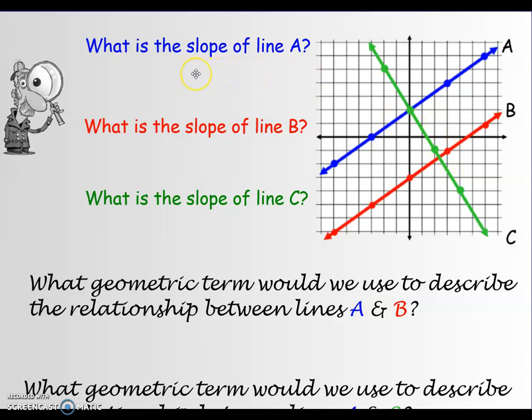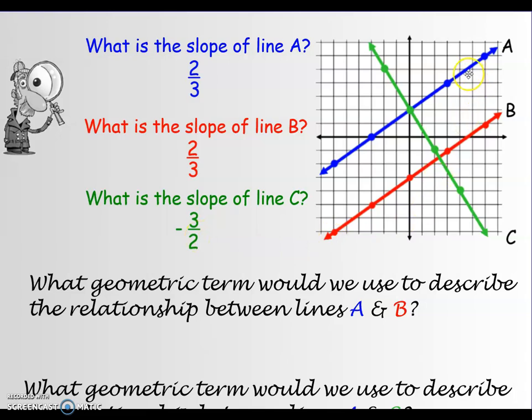Welcome back. Hopefully you counted the slope of line A to be 2/3, up 2 to the right 3, and the slope of line B is also 2/3. But the slope of line C, notice it's going in a separate direction, and notice line C is steeper, so I'm expecting a larger number here. So it's negative because it's going in the opposite direction, and it's 3/2. It's a steeper slope. But what I'm concerned with are the terms we would use to describe these lines.